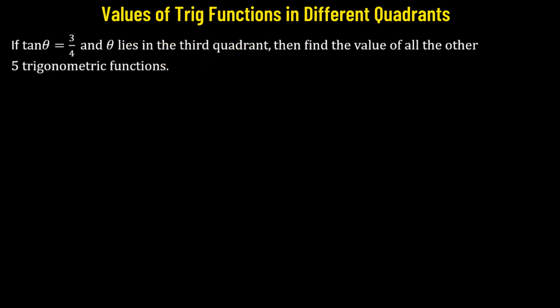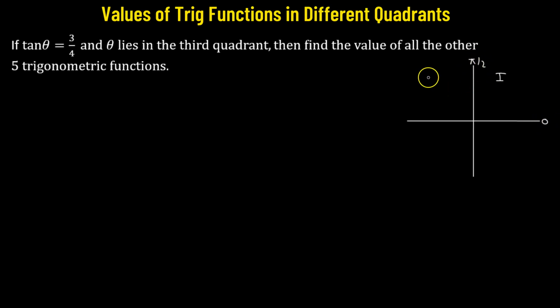Let's try to understand this first. Here we have the Cartesian plane divided into 4 parts. We're going in the anti-clockwise fashion. We're going to have 4 quadrants. This is the first quadrant. Here the value of theta is between 0 and pi over 2.